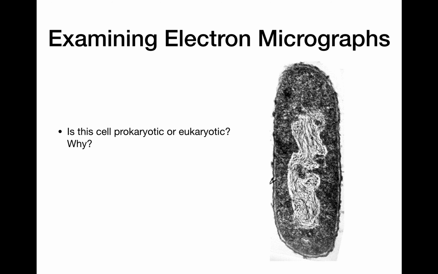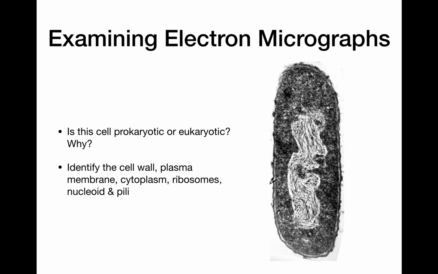So first thing, is this image a prokaryotic cell or eukaryotic cell, and why? Hopefully you said it's prokaryote, and the big reason why is there is no nucleus. A clump of DNA in the center called the nucleoid, and that's it. There's no membrane-bound nucleus. It has to be prokaryote.